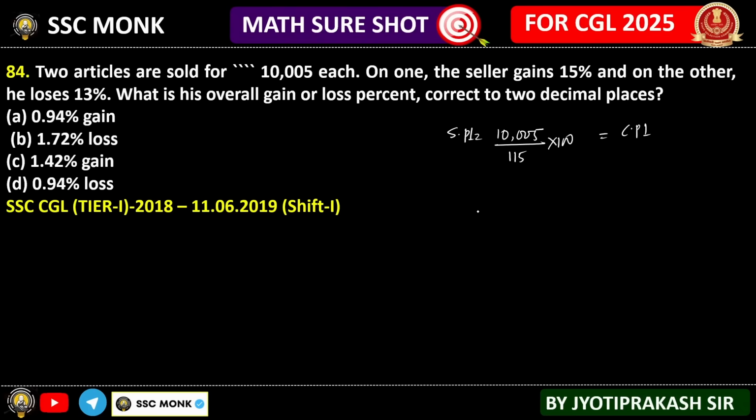Clear? For cost price 2, it is sold at 10,005 rupees but at 13% loss. That means this is sold at 87 when the cost price was 100. Clear? So from here I can get the cost price.